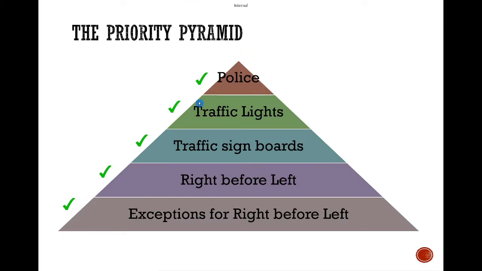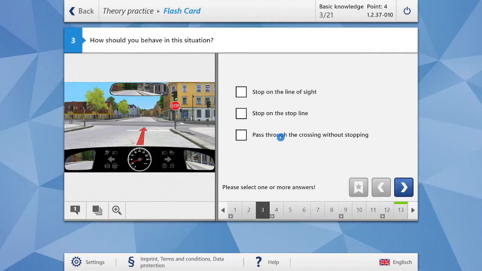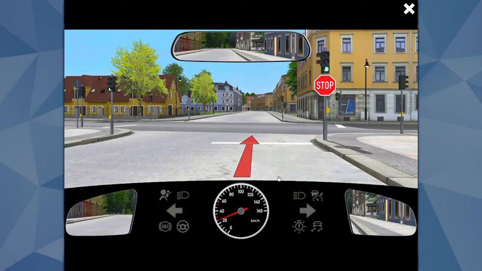Okay, now that we have covered police, now let's work with few examples downwards. How should you behave in this situation? Let's zoom, and you see the traffic light is green. There is also a stop sign. Remember, if there is a traffic light, then the stop sign has no meaning. Remember the priority pyramid. So in this case, let's read the question, and the traffic light governs the right of way.